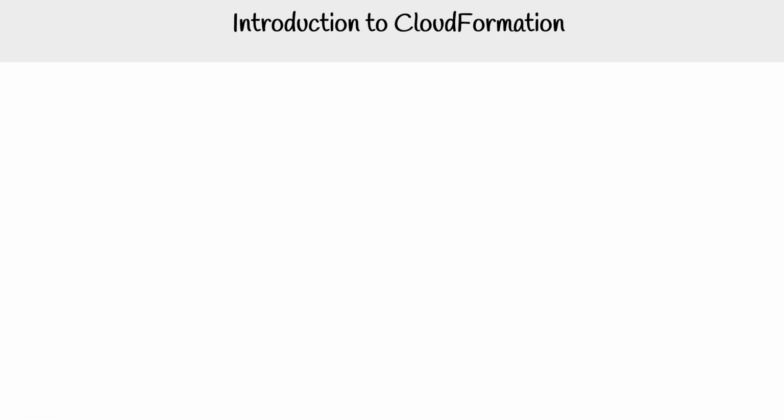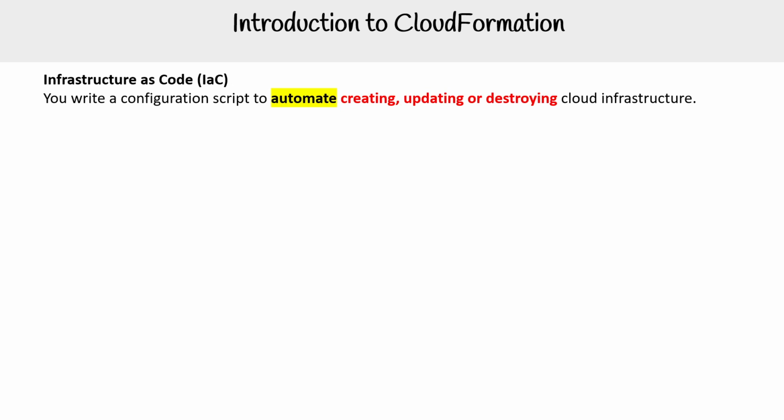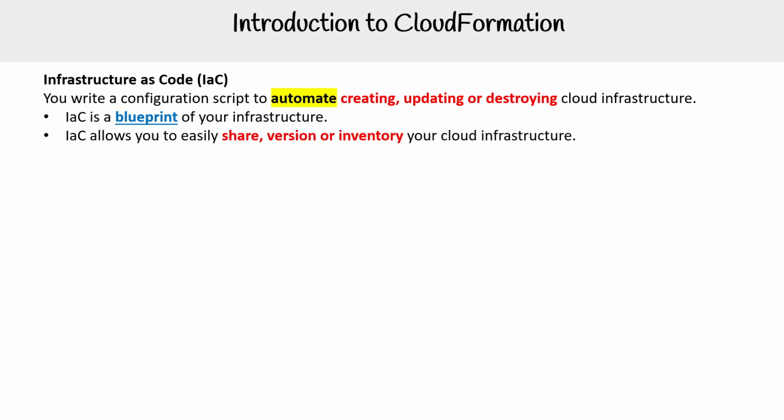So, before we talk about CloudFormation, we need to know what infrastructure as code is, also known as IAC. This is when you write a configuration script to automate creating, updating, or destroying cloud infrastructure. It doesn't necessarily have to be cloud infrastructure, but it is infrastructure generally. You can think of IAC as a blueprint of your infrastructure. IAC allows you to easily share, version, or inventory your cloud infrastructure.